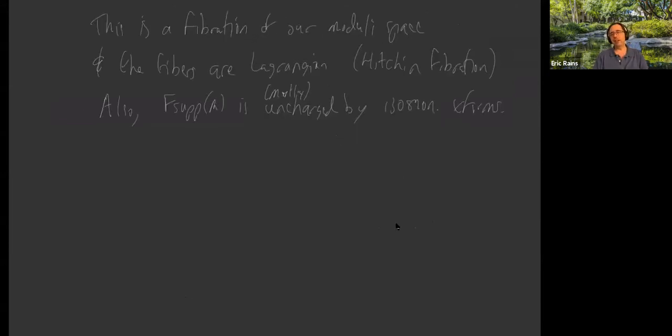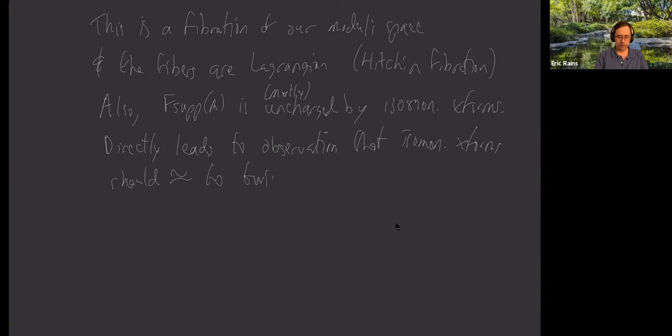But what that means is that you are basically acting on this family of abelian varieties, at least generically abelian varieties, by translations, by a consistent family of translations. And so this pretty much directly leads to the observation that isomonodromy transformations should correspond to twisting by line bundles.